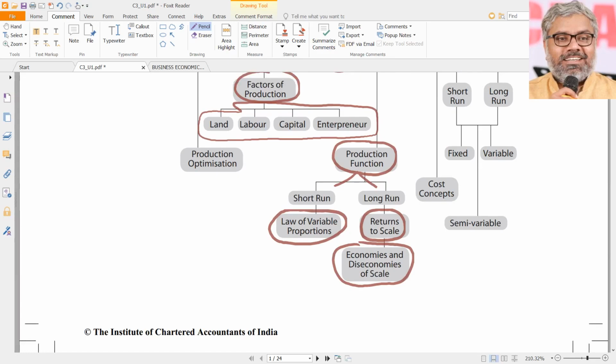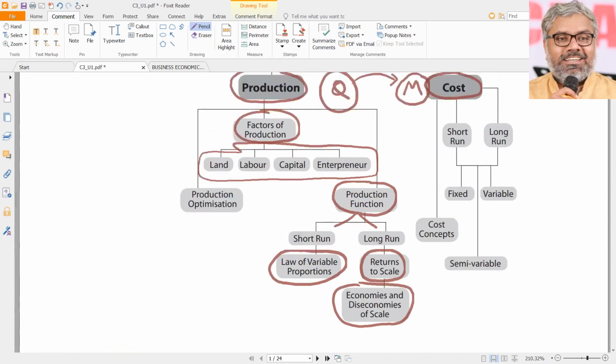Once we know that, we enter into the real theory of production. The real theory of production can be studied in 2 timelines. One is the short-run theories and the other one is the long-run theory. Short-run theory is also called the law of variable proportions. What is that? We will come to it. Just know the name now. Long-run theory is also called the law of returns to scale, which further tells us what could be the economies and diseconomies of scale. That's it. That is unit 1 of chapter 3.